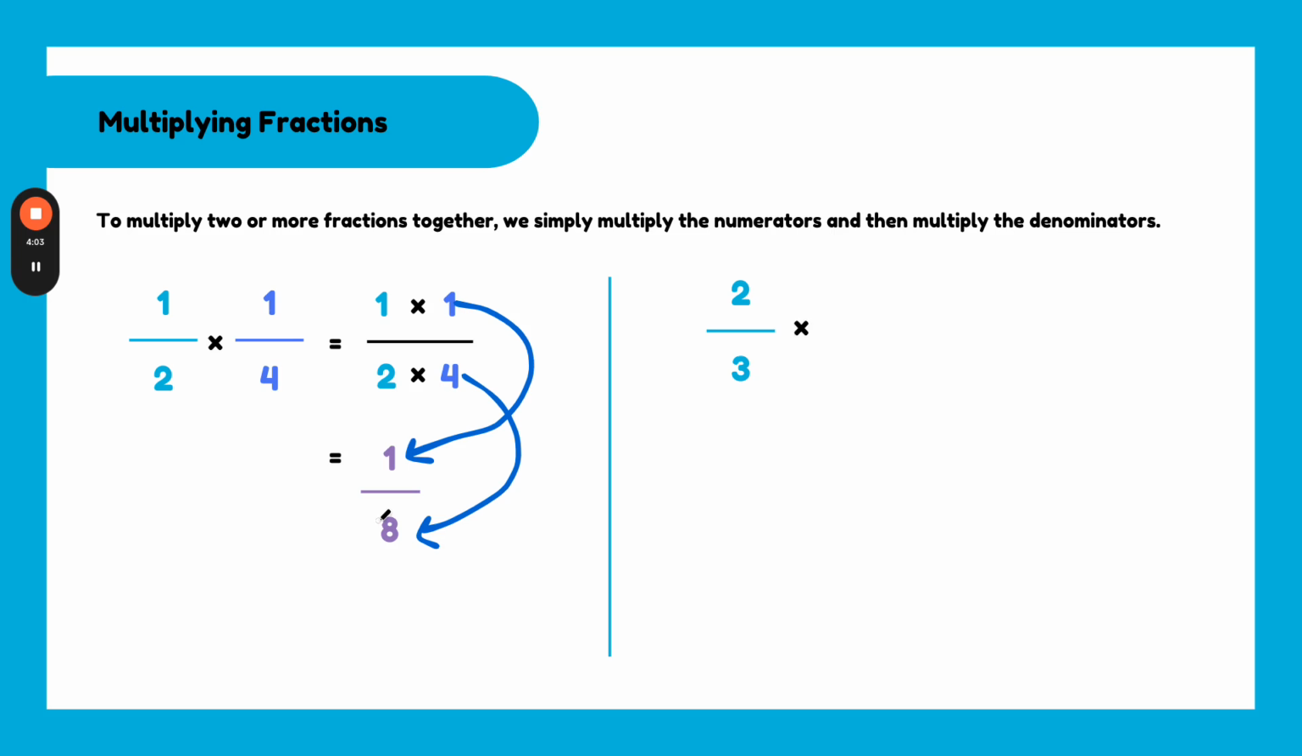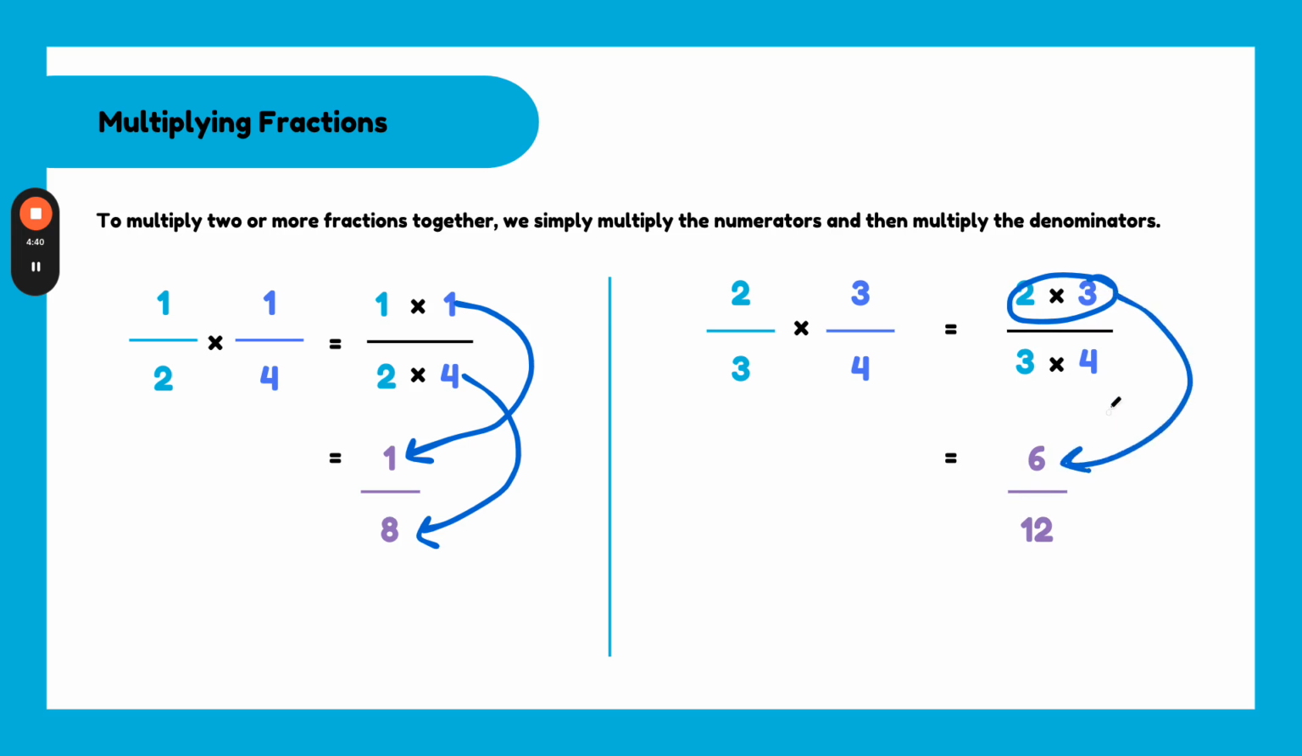And as a second example, we have 2/3 times 3/4. The same rule applies. 2 times 3 over 3 times 4. So 2 and 3 are our numerators, we multiply them. 3 and 4 are our denominators, we multiply them together. So we would have 2 times 3 is 6, and 3 times 4 is 12.